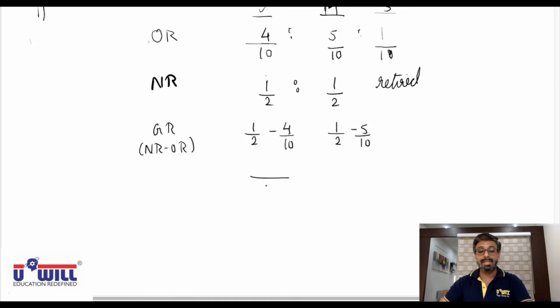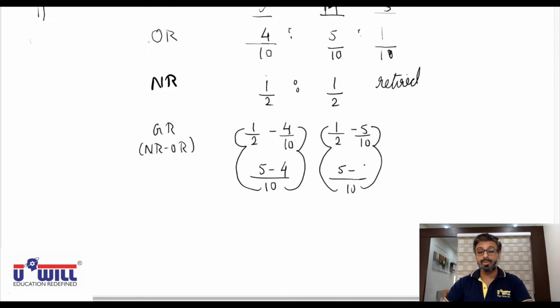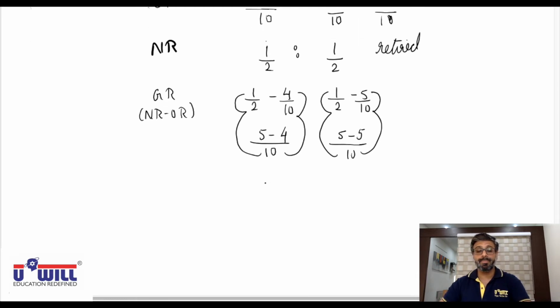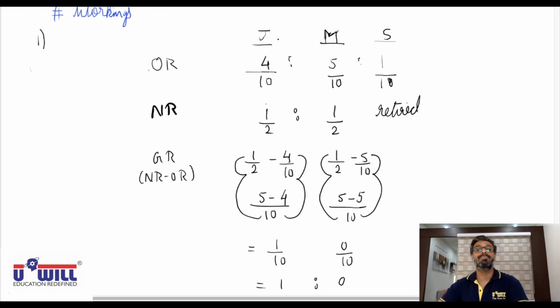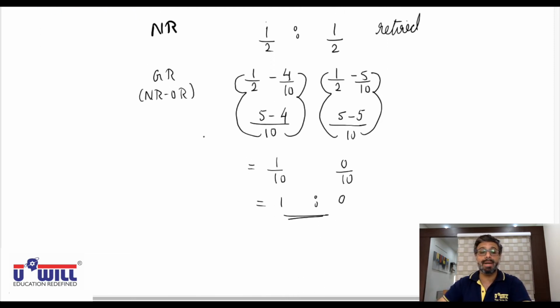Now LCM is 10. 10 divided by 2, 5 into 1, 5, minus 10 divided by 10, 1 into 4, 4. For Mamta, 10 divided by 2, 5 into 1, 5, minus 10 divided by 10, 1 into 5, 5. So 5 minus 4, 1/10, and 5 minus 5, 0/10. In short, the gain ratio is 1:0. So entire goodwill share will be borne only by Jaya. Entire goodwill share to be given to the retiring partner Smriti will be borne only by Jaya.